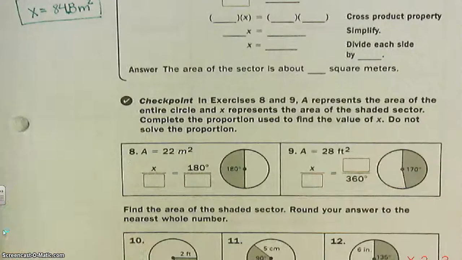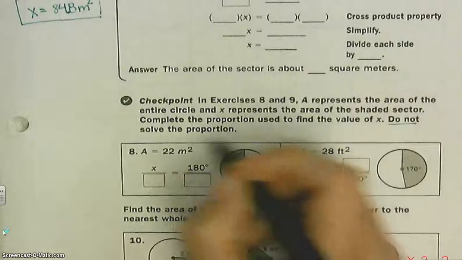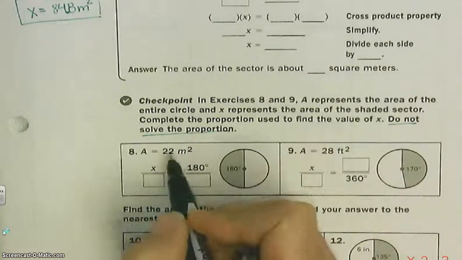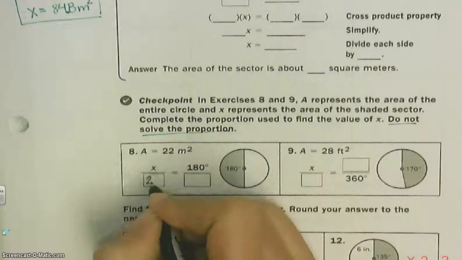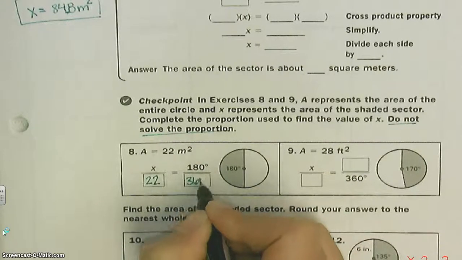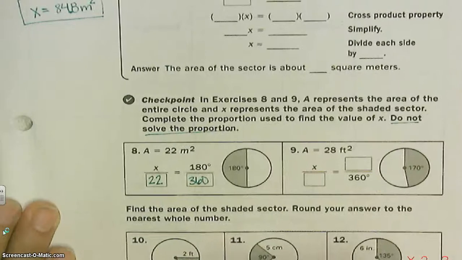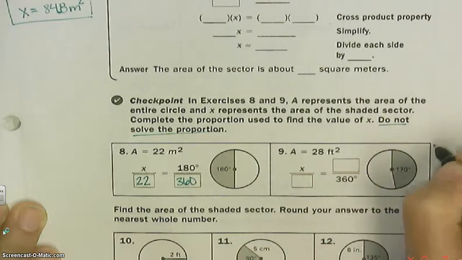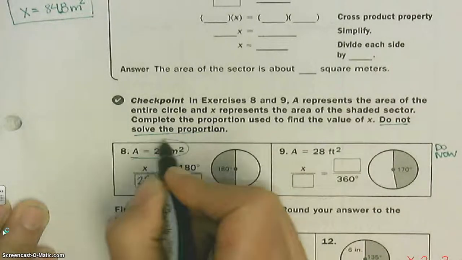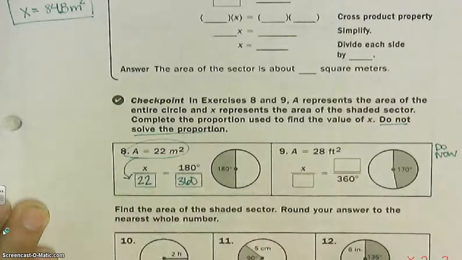So here at the checkpoint, we're not going to solve, we're just going to fill in what we know. So little area over total area, which total is 22, is little angle over total angle, which is 360. So I want you to go ahead and do this now. Use your formula. And notice they told you the total area. You didn't have to find it this time.